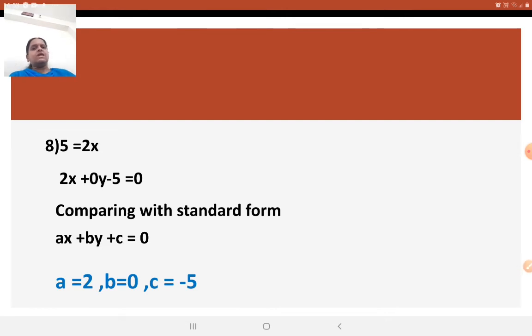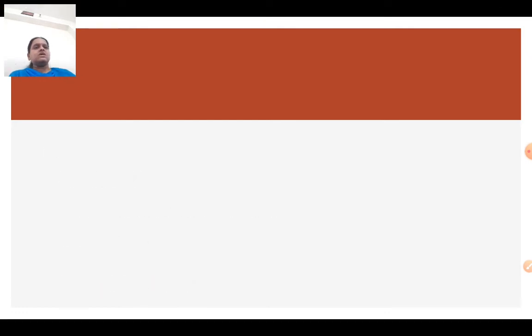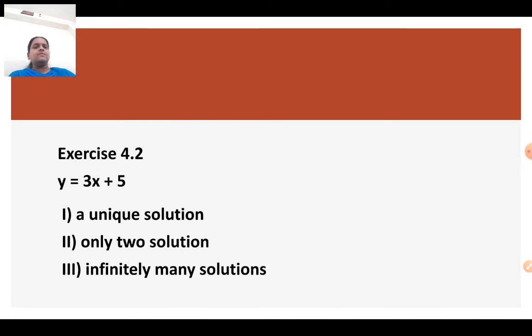So here we have completed our exercise 4.1. Now let us start with exercise 4.2, question number 1. They have given one linear equation in two variables, that is y equal to 3x plus 5. What is the question? We have to find the solution. If y equal to 3x plus 5, will you get a unique solution, two solutions, or infinitely many solutions? Can you guess which is the answer out of these three?